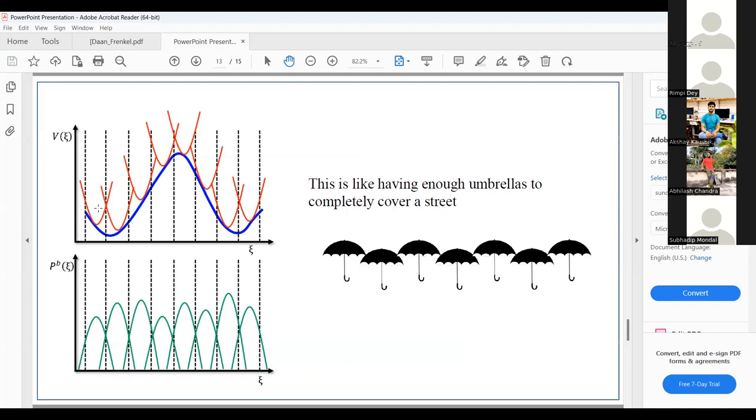Otherwise there is a large error bar in it. And what is this Jai? Jai is a reaction coordinate. Okay.